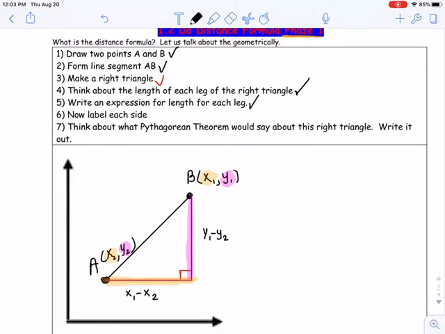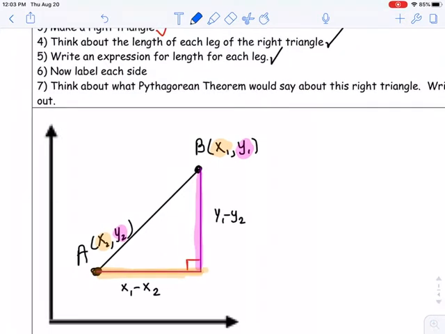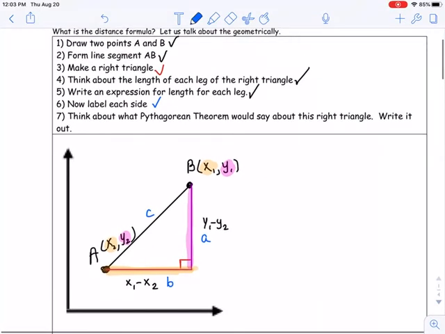So we wrote an expression for each leg. Now, something we're going to go super in depth in tomorrow's lesson is we're going to name these things. I'm going to call this side A, this side B, and I'm going to call this side C. Label each side. Okay, I did. Now think about Pythagorean theorem. I know you guys have heard of Pythagorean theorem before. How much experience you have with it probably varies, but I know you guys have learned it at some point. We all know that for right triangles, a squared plus b squared equals c squared. Actually, let me write it backwards. Let me write c squared first. C squared equals a squared plus b squared.